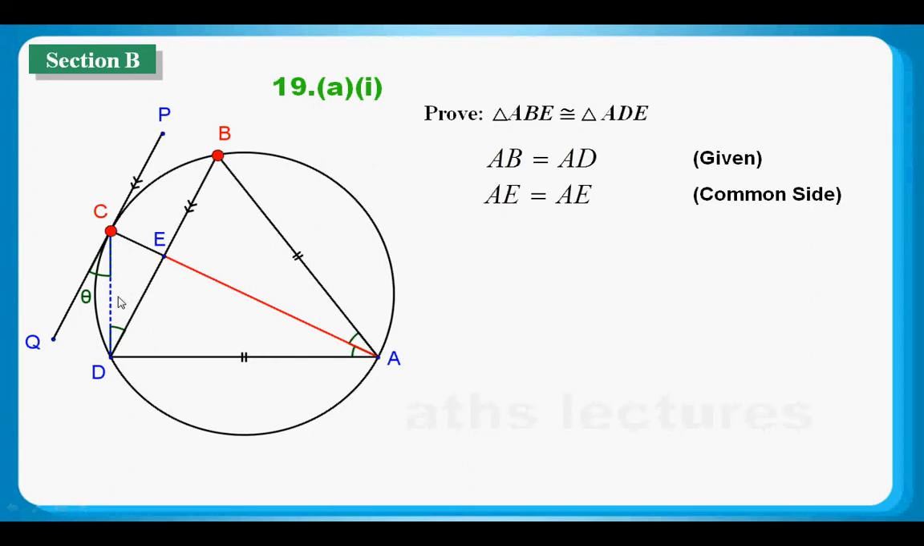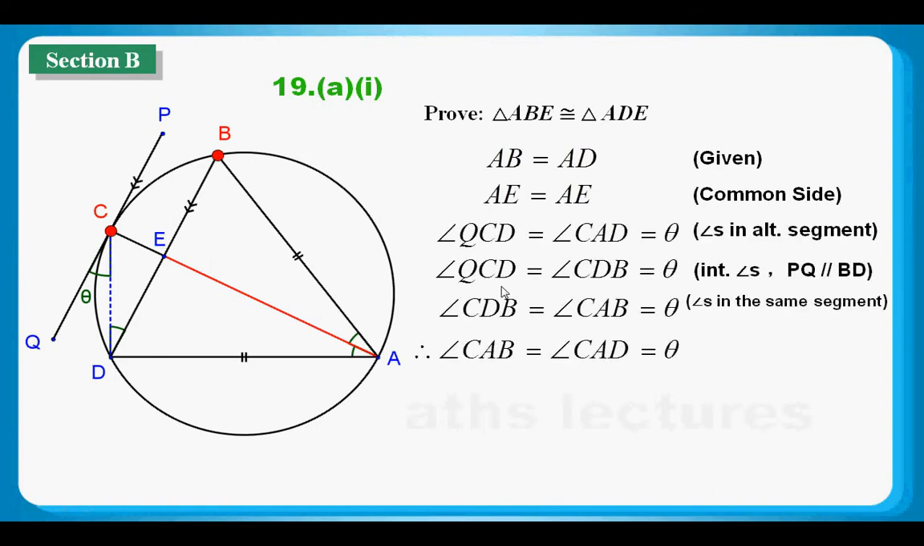And then we also use the angles in the same segment to prove that the other side of AE, or the angle BAE, is also theta. Then we have proved that there are two pairs of lines that are equal and a pair of included angles that are equal. Then these two triangles must be congruent. The reason is SAS.